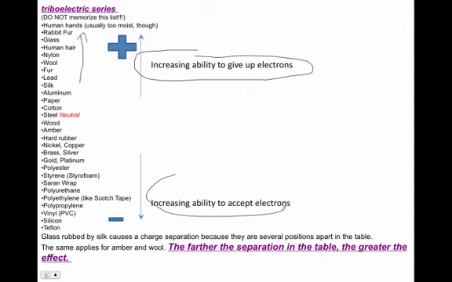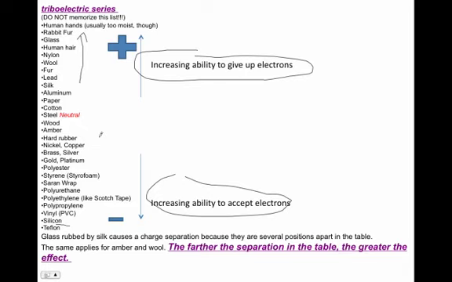And something lower down on the triboelectric series is good at accepting electrons. Teflon, PVC pipe. In other words, lots of plastics. Lots of plastics tend to accept electrons.